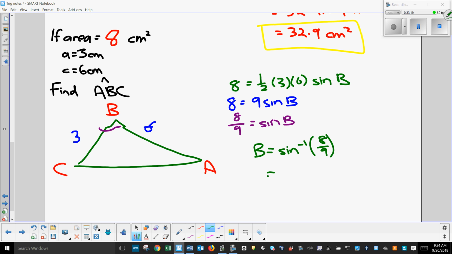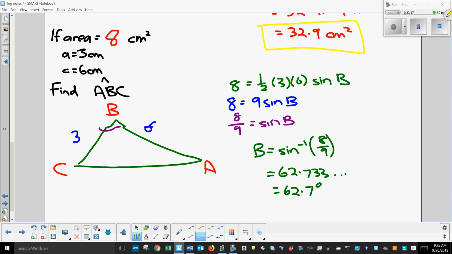Get a nice number now. So sine minus 1, 8 divided by 9. Oh my, we get an answer, good. That angle ends up being 62. Sweet. Okay, so that was a question made up on the spot.